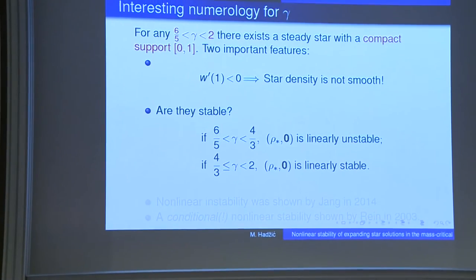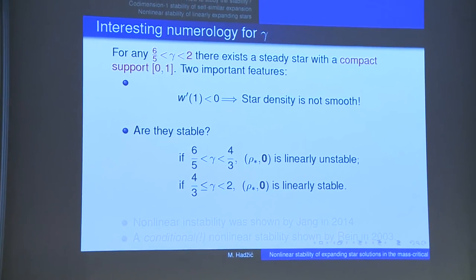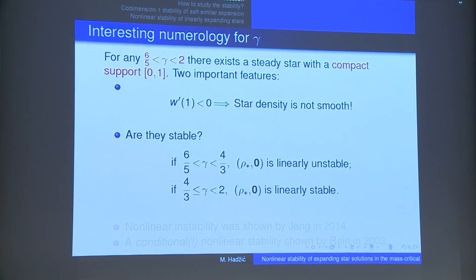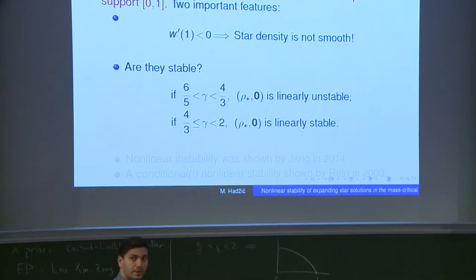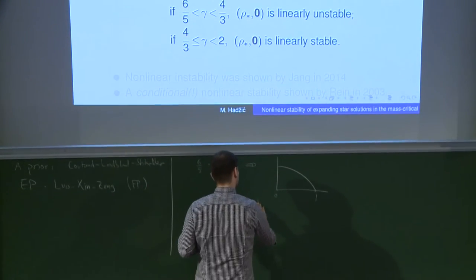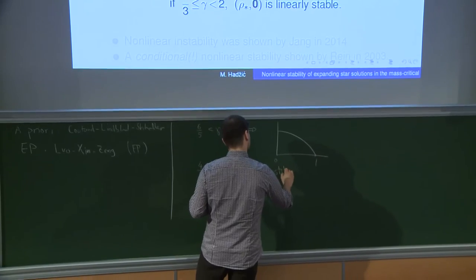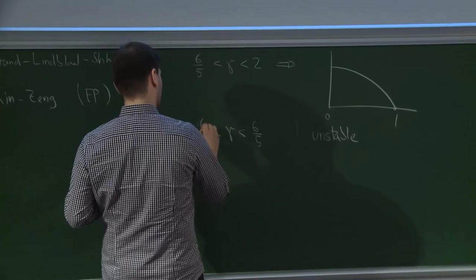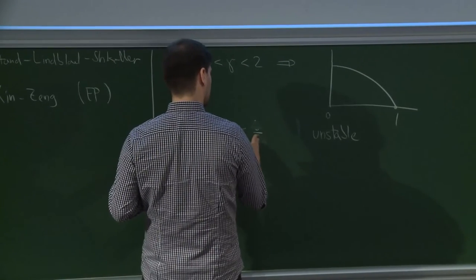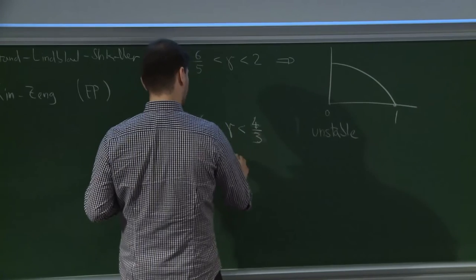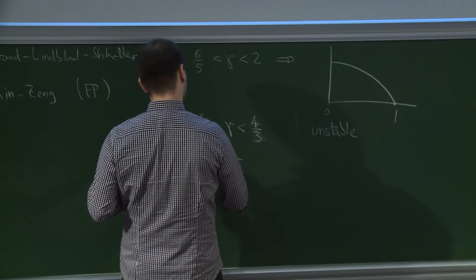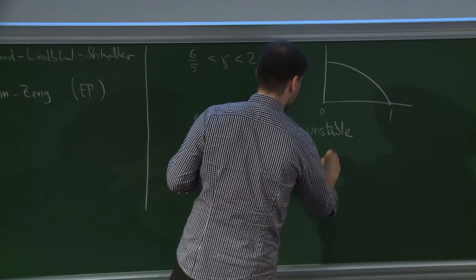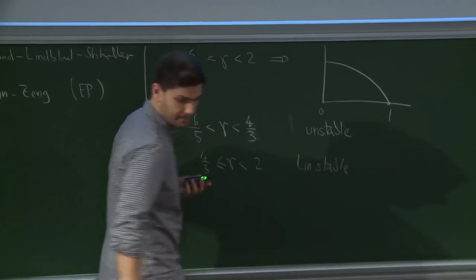So now the numerology gets even more interesting. If gamma lies in this range here, the Lane-Emden stars are linearly unstable. And if gamma is bigger or equal than 4/3, it's in fact linearly stable. So it's just some basic linear analysis.